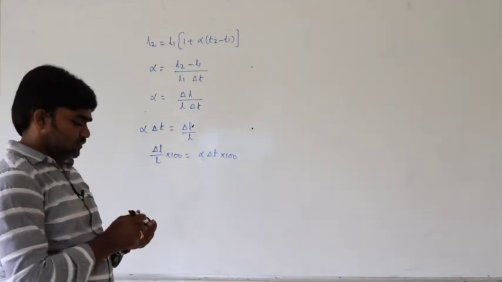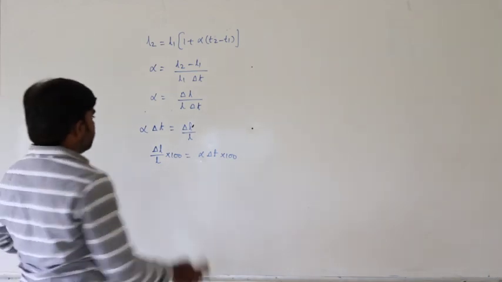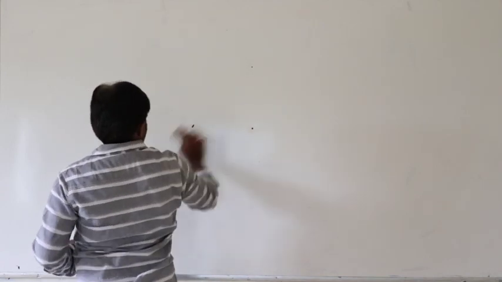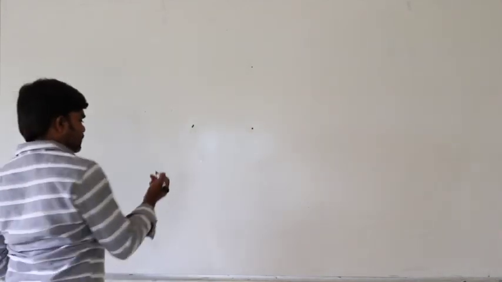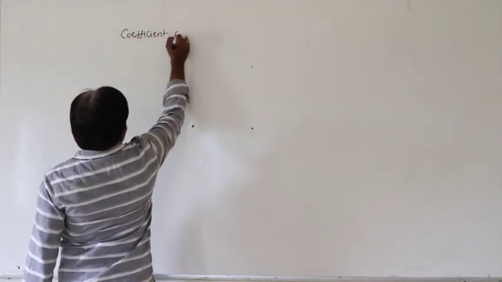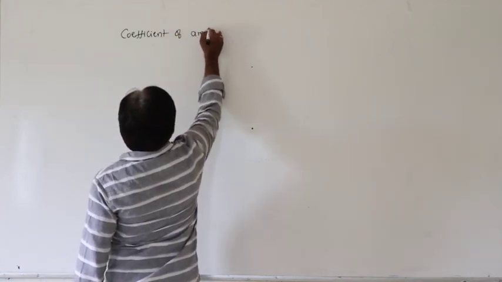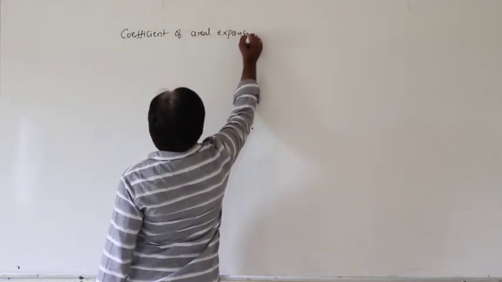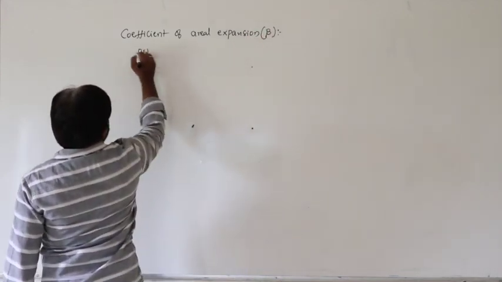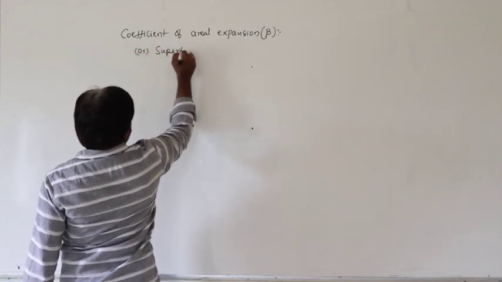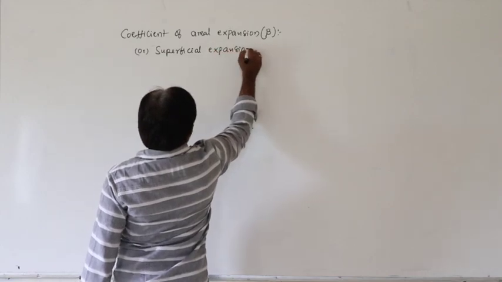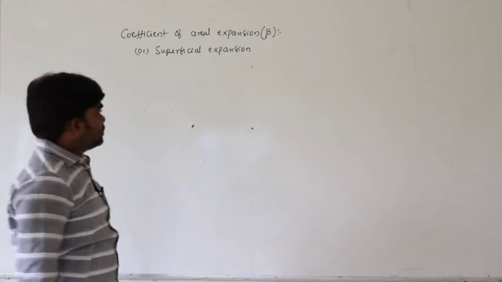And how can we do the next condition? Areal expansion, coefficient of areal expansion. So the coefficient of areal expansion next. It is denoted with beta. Areal expansion is also called superficial expansion.